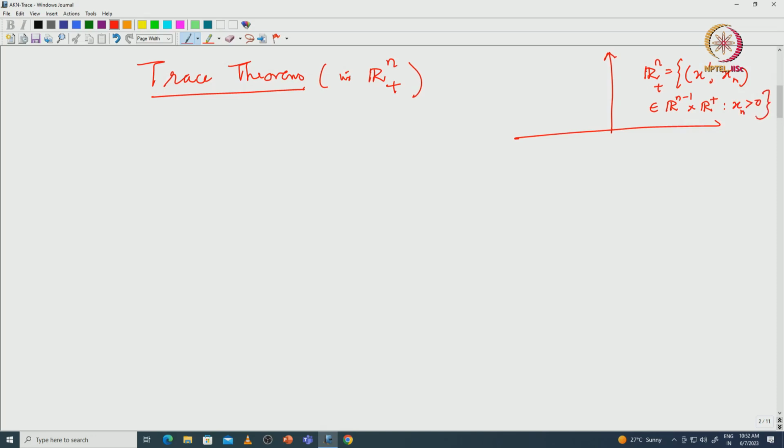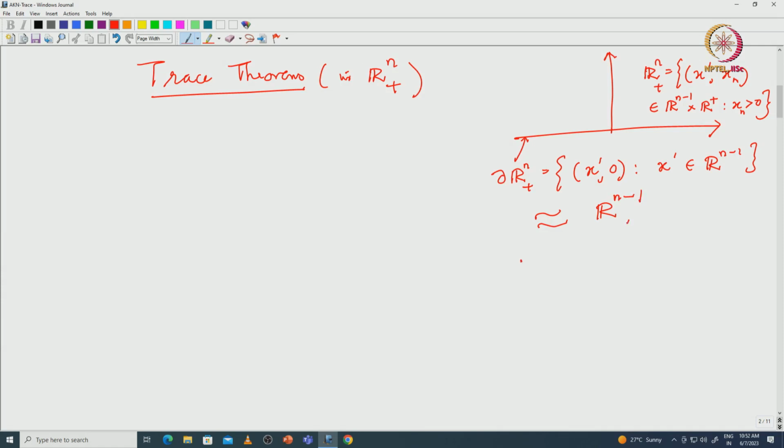So the last component is positive, and what is the boundary? The boundary of R^n_+ is nothing but (x', 0) with x' in R^(n-1). And this can be identified with R^(n-1). So your boundary is R^(n-1).